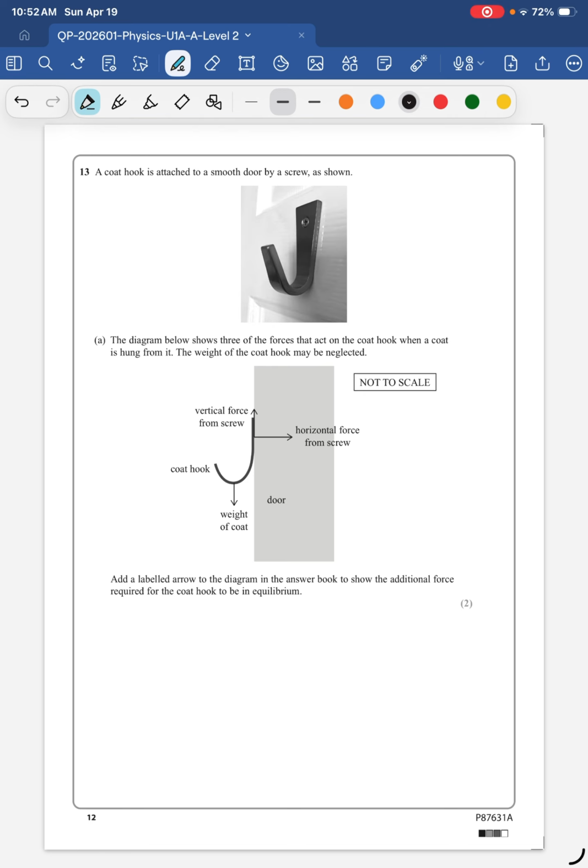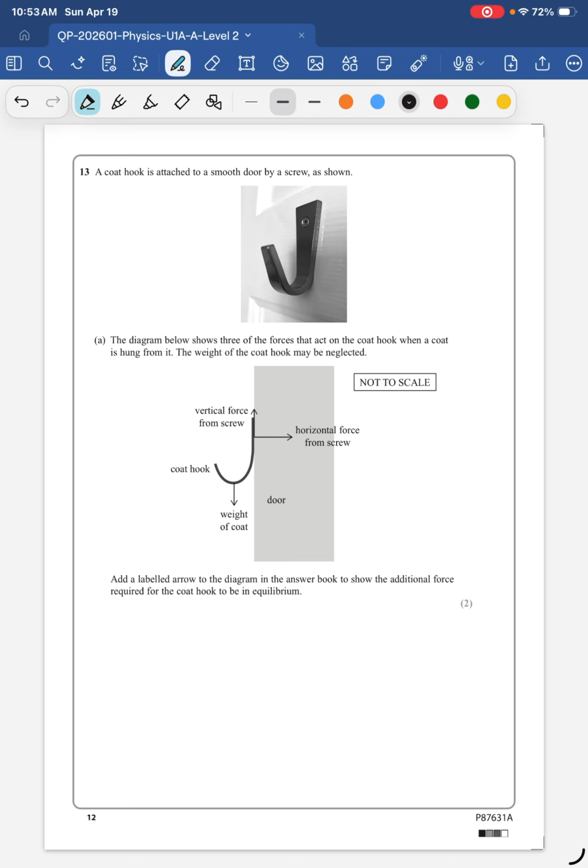Question 13. A coat hook is attached to a smooth door by a screw as shown. The diagram below shows 3 of the forces that act on the coat hook when a coat is hung from it. The weight of the coat hook may be neglected. Add a labeled arrow to the diagram in the answer book to show the additional force required for the coat hook to be in equilibrium.